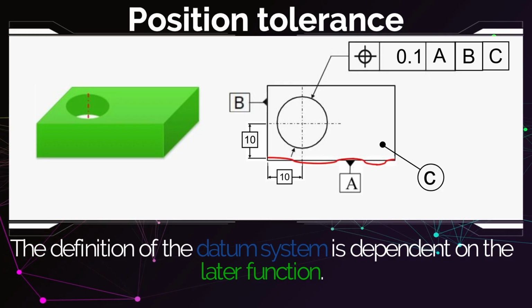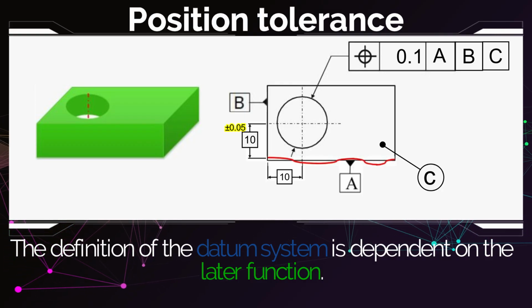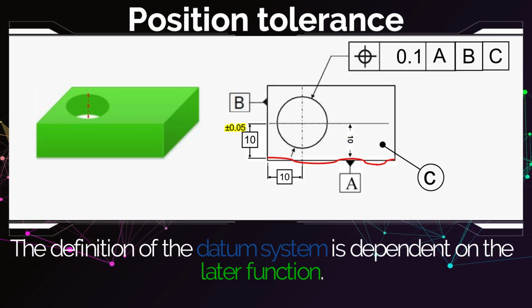The problem with using plus and minus tolerances here is that your distance to A here is 10. But if you measure here, you get another measurement result. So the distance to A is not really one value, but depends on where you measure. But GD&T solves this problem in a brilliant way.